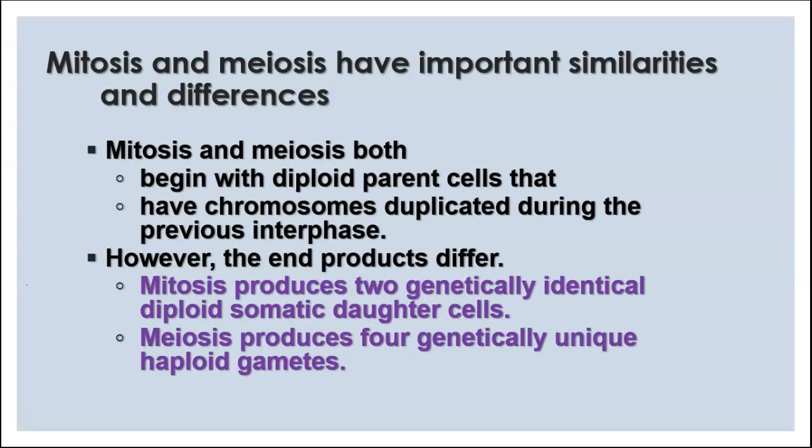And again, remember, meiosis only occurs in the gonads, in the sex organs, the ovaries and the testes, to produce the egg cells and sperm cells that are needed for reproduction.